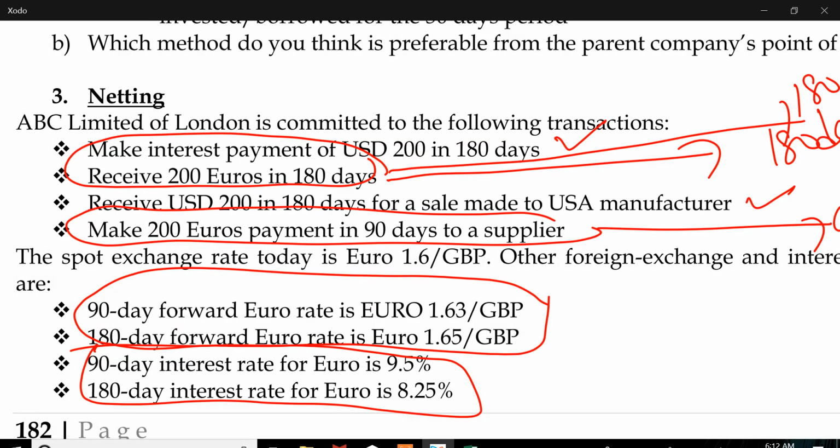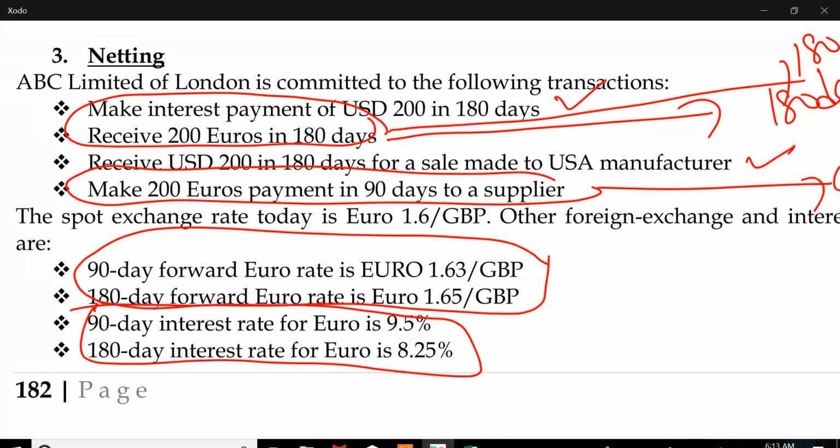Next point, calculate the final cash flow in terms of INR, and then decide on the method to be selected.